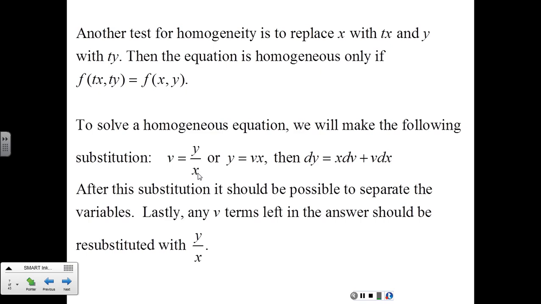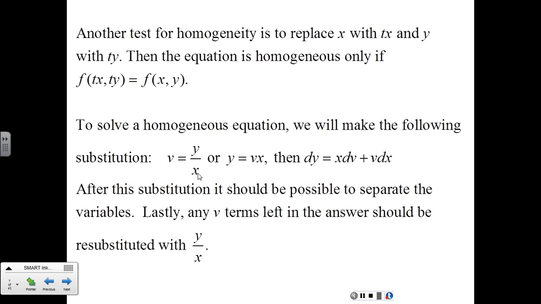So, if I have y equal to vx, if you wanted to do dy, the derivative of y, this is a product. Everybody agree? Product rule, f prime g plus f g prime. F prime would be dv times g, which is x, plus f, which is v, g prime, the derivative of x, which is dx.